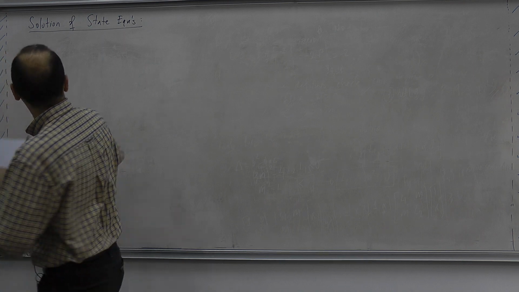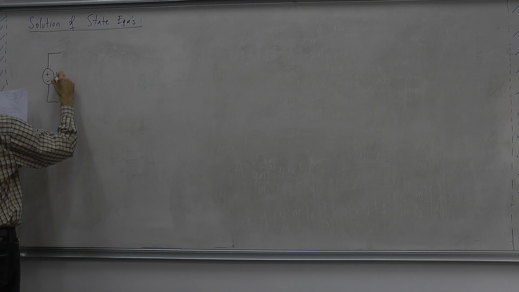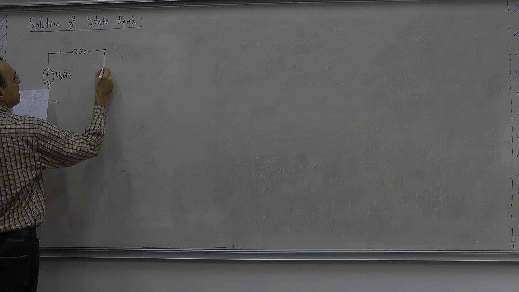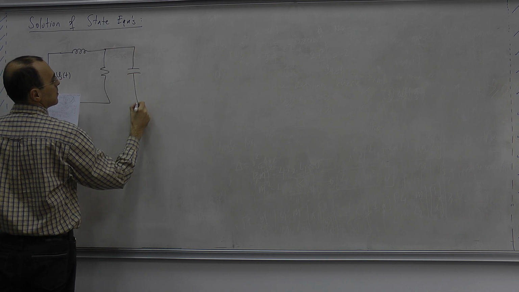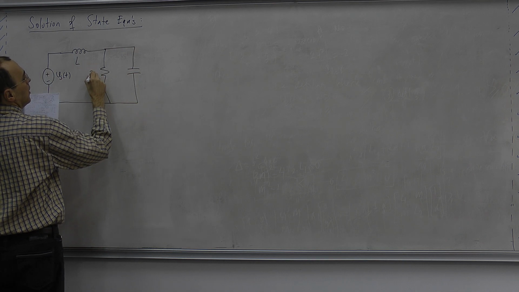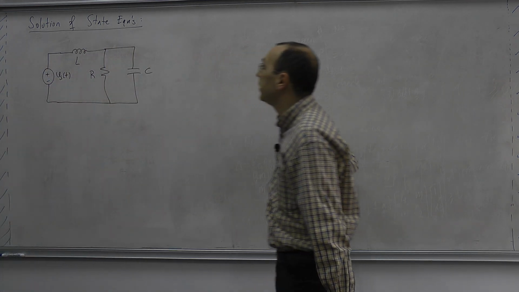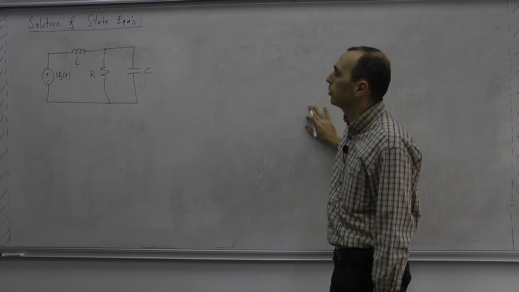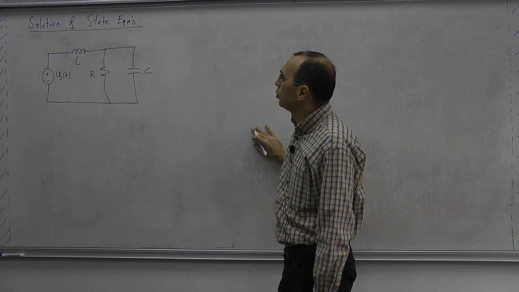So let's assume that this circuit is given to me. L, R, and C. Okay. Now the question is the analysis of this circuit, formulation of the equations representing this circuit, and so on. But before everything, let's think about the order of the circuit.